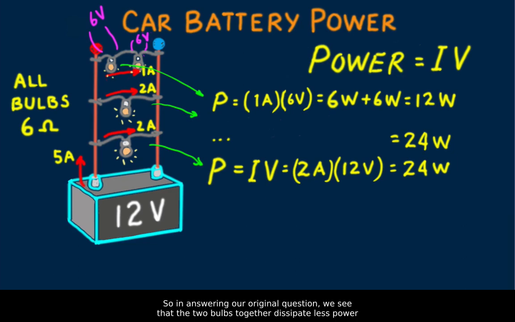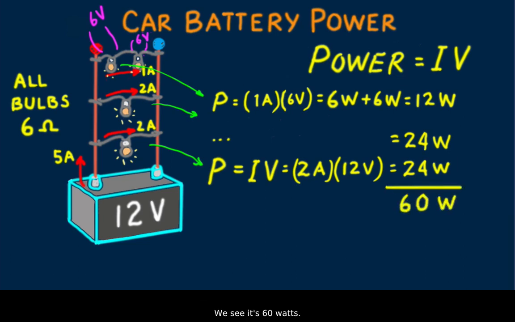So in answering our original question, we see that the 2 bulbs together dissipate less power than either single bulb in the lower branches. That means the 2 bulbs in the top branch emit less light than either of the single bulbs below. In reality, brightness is not exactly proportional to power because the resistance of a bulb depends upon the temperature of its filament, but less power definitely means less brightness. What total power is consumed in the 4-bulb circuit altogether? We see it's 60 watts.